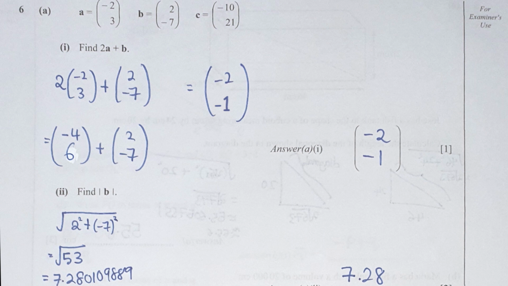As for section 2, finding the determinant of b, okay, so I took the square root of 2 squared plus bracket negative 7 squared. You will get the final result of 7.28 after correcting it to 3 significant figures.